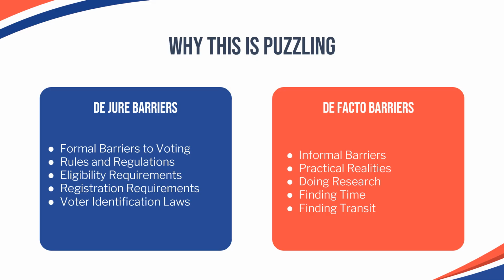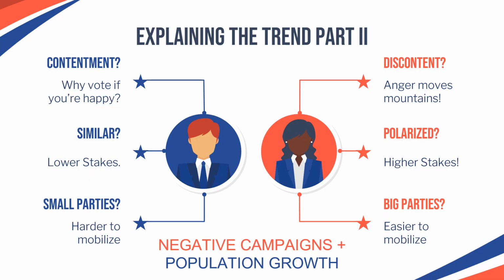The bottom line then is that whether we're looking at de jure or de facto barriers, both of these have been on the decline at the same time that voter turnout has also been on the decline. And so if either were the problem, it should be solved. Okay, well, if it's neither de jure barriers nor de facto barriers, what actually explains the decline? Well, there are a number of things that we can talk about.